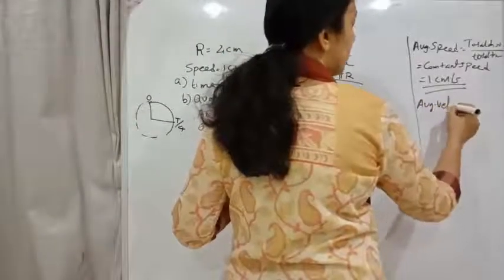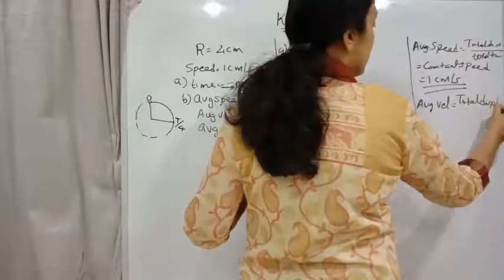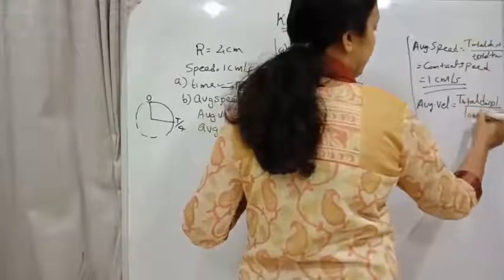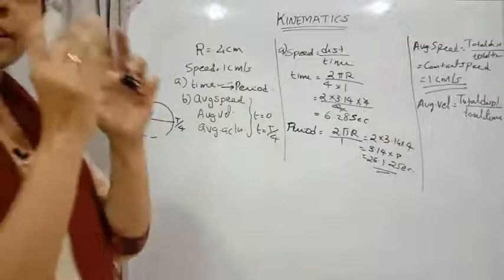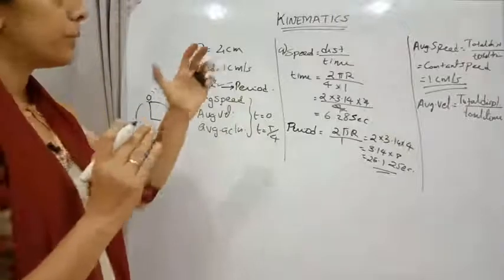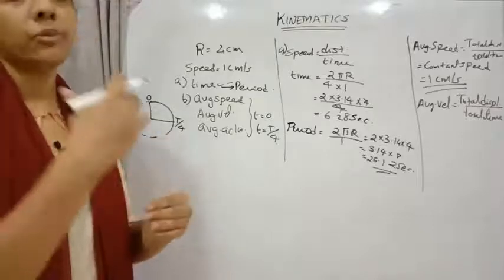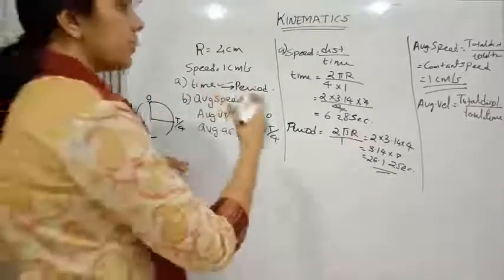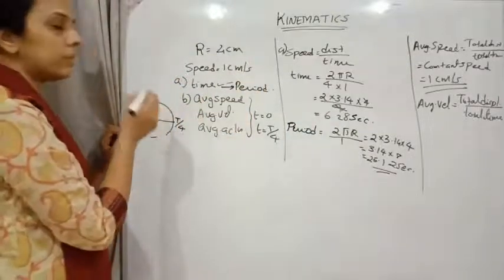Average velocity means total displacement divided by total time. I am explaining everything in detail, so it may take time. When you are doing so many numericals relating to that, it will be easy for you. So average velocity is total displacement divided by total time.